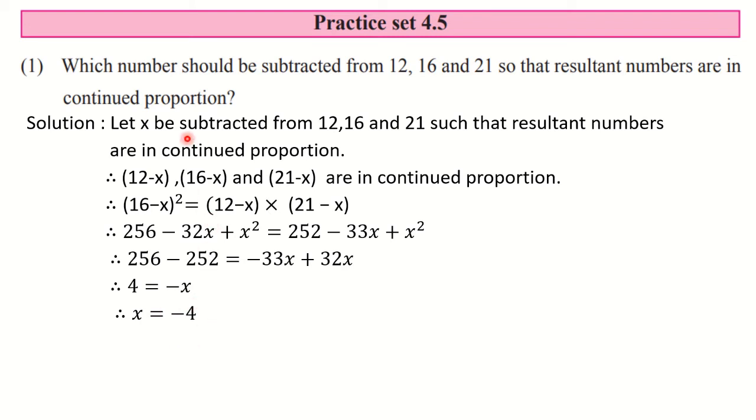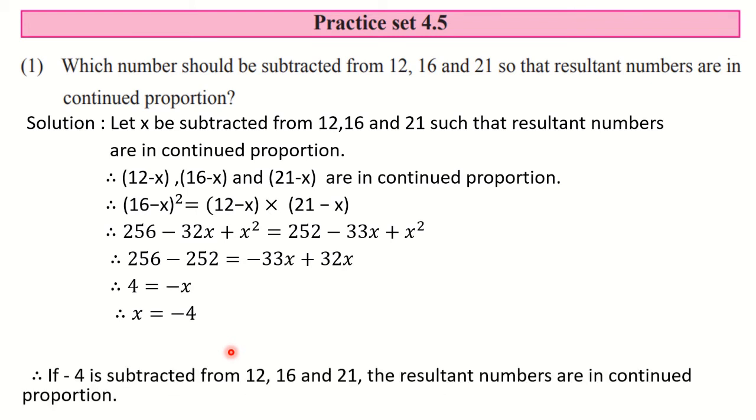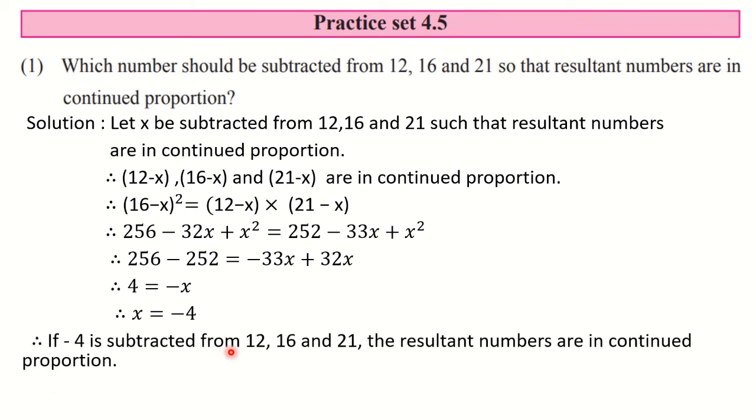But we need to write down the final statement that minus 4 should be subtracted from these numbers so that the resultant numbers are in continued proportion. Or if minus 4 is subtracted from 12, 16 and 21, the resultant numbers are in continued proportion. So write down the final answer in the form of words or in the form of statement. So all of you please copy it down.